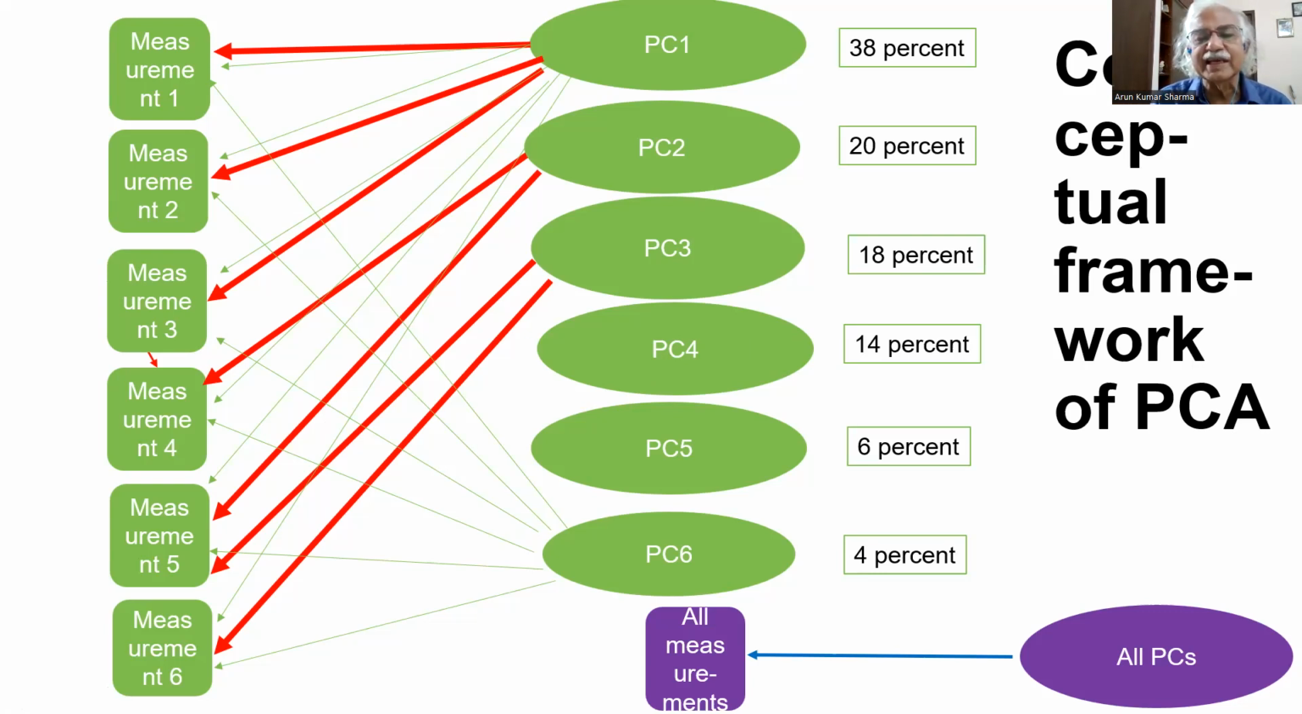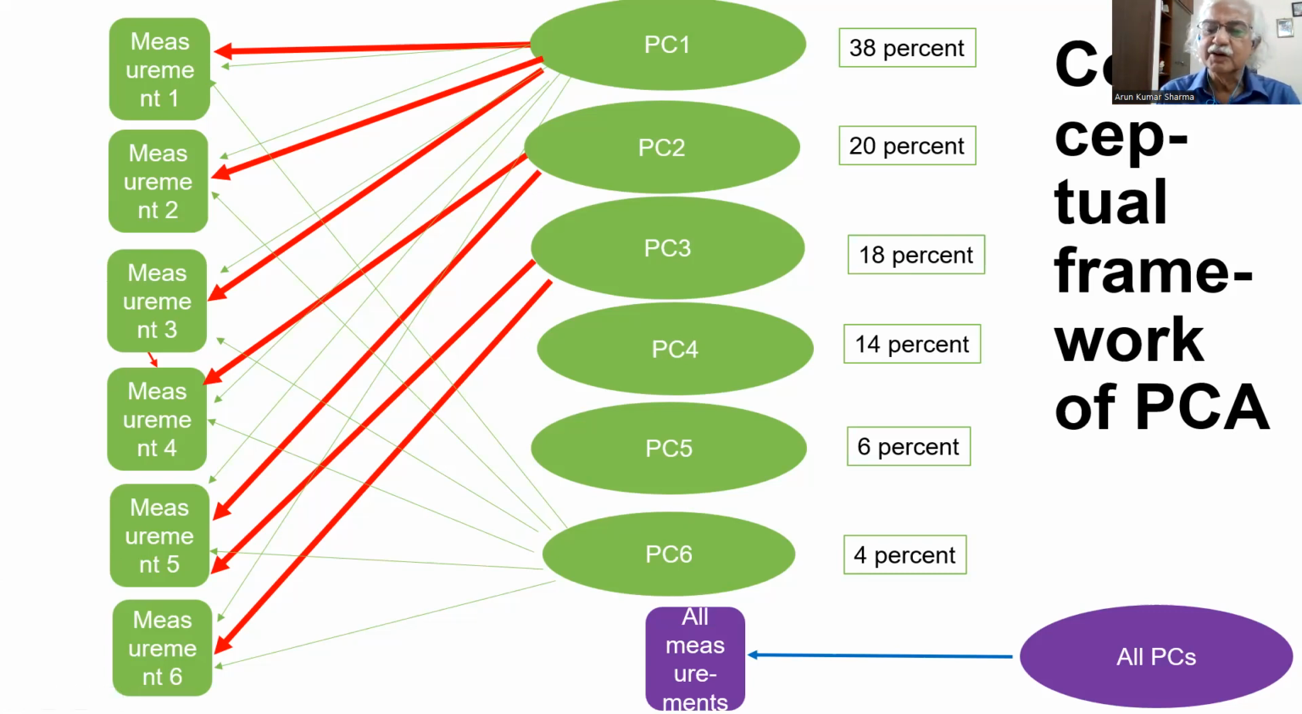If this is the situation, one can as well decide that in place of working with 6 variables, he would like to work, or she would like to work with only first 2 components or first 3 components or first 4 components, depending on how much variation in the data they want to cover. So all the measurements are linearly related with all the PCs. You can express any measurement as a linear combination of all the PCs.